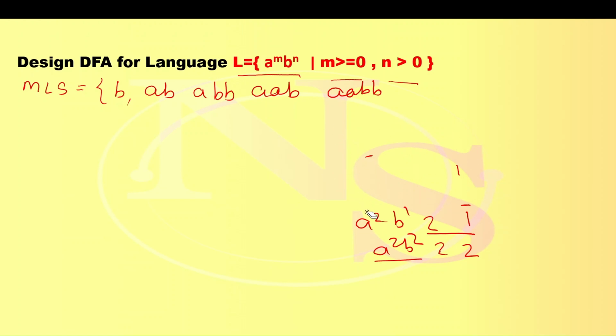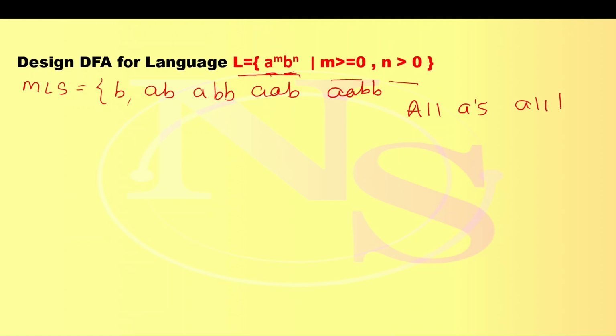Now if you observe all these minimum length strings, the language is saying that all a's come first, followed by all b's. If a's are coming, then all a's, then followed by all b's. But after b, a's are not allowed, because if a's are coming, then b will come after them.